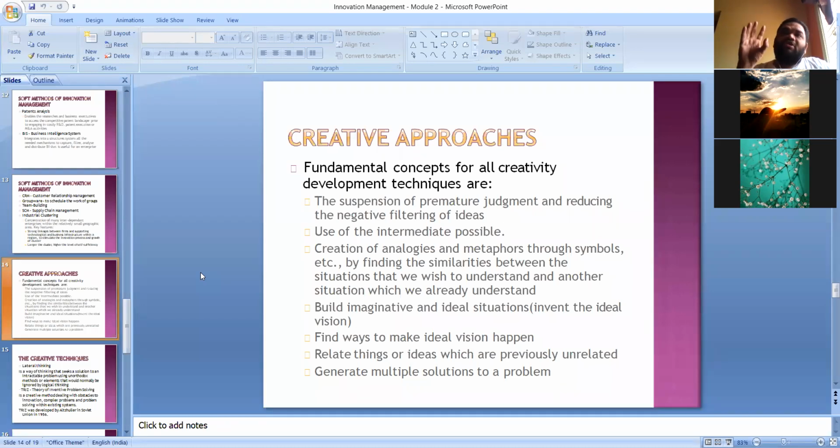So we have to accept all the ideas. So that is the first point. Next, use of the intermediate possible. What do we mean by that? The person who has given the idea and the person who receives the idea, instead of just these two people, use some intermediate people. Intermediate people means maybe some well-known people, some experienced people, to judge those ideas. Judging ideas means just filtering those ideas, that will be very good. That is what we call the use of the intermediate possible.